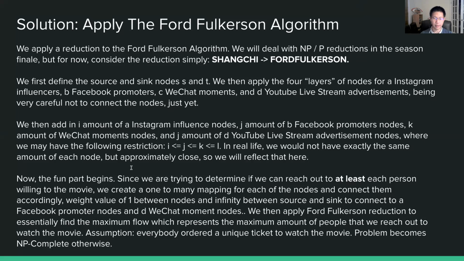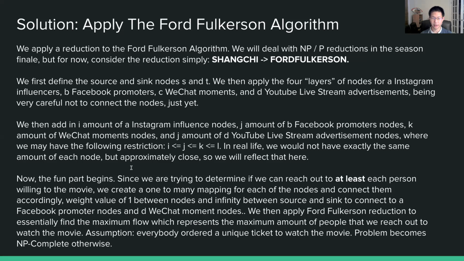Yes, a one-to-many mapping for each of the nodes, and connect them accordingly with a weight value of 1, because you're trying to only reach one person between the nodes, and infinity because you don't know how many people are going to be reached out to between source and sink, to connect to the Facebook nodes and the WeChat nodes. And then we apply the Ford-Fulkerson reduction to essentially find the maximum flow, which represents the maximum number of people we can reach out to watch the movie.